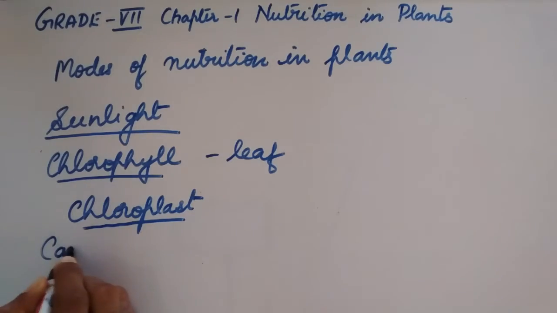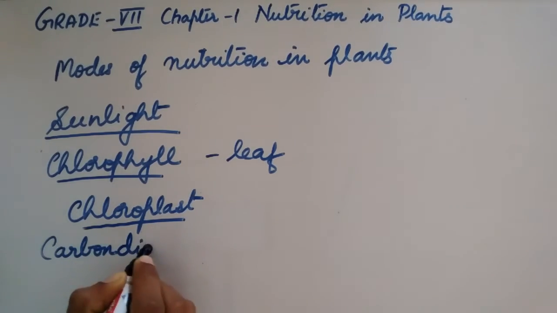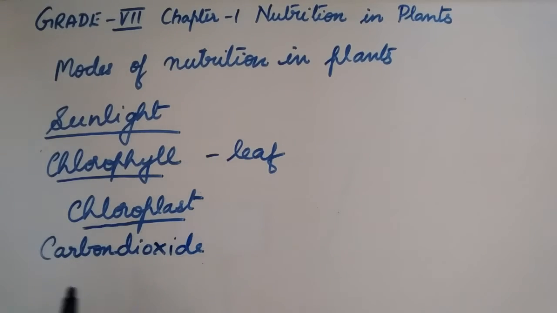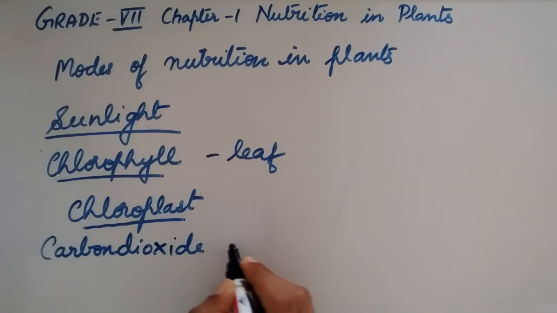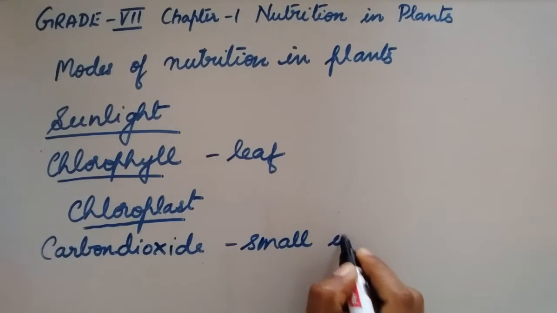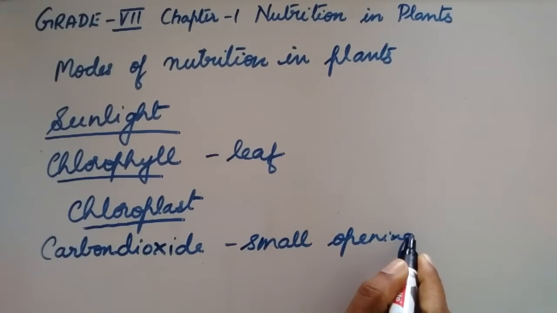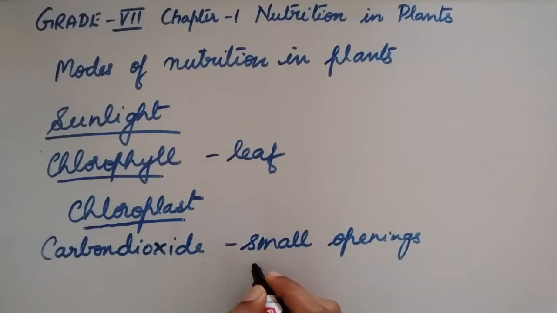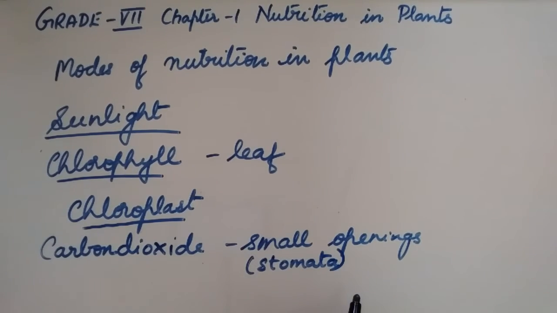And next is the carbon dioxide. Now what is this carbon dioxide? Carbon dioxide is a gas which is present in the air, and this carbon dioxide is taken in through small openings in the leaves. So what are these small openings? Small openings which are present in the leaves are called stomata. In singular we call it stoma, plural is stomata.